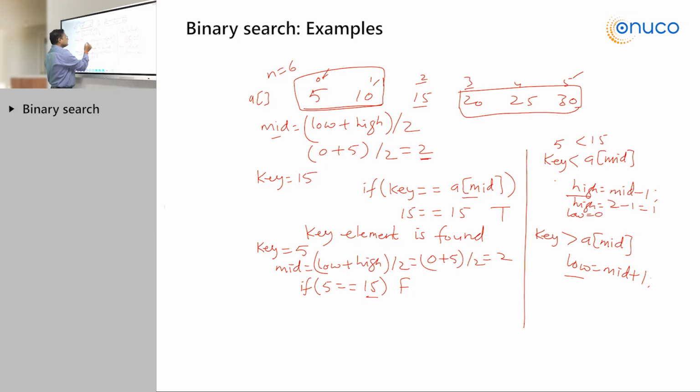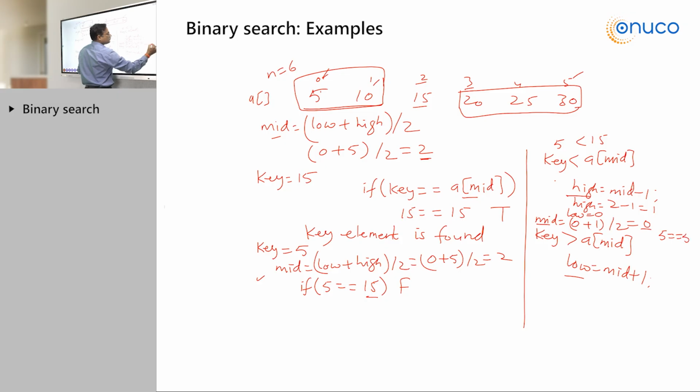And now we are going to recompute the mid position. What is the mid position? Mid is equal to low plus high divided by 2, 0 plus 1 divided by 2. So it is 1 by 2. What I said, friend, we are not looking for fractional values. So 0.5 remains 0. Now we got mid is 0. Now again you are going to compare whether key, that is 5, is equal to A of mid. Now the new mid you got is 0, A of 0 is 5.